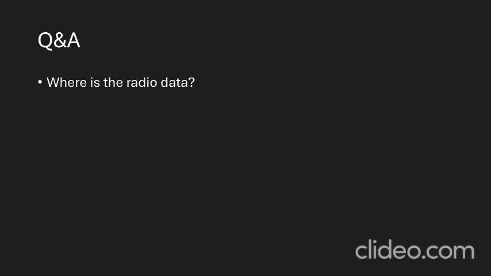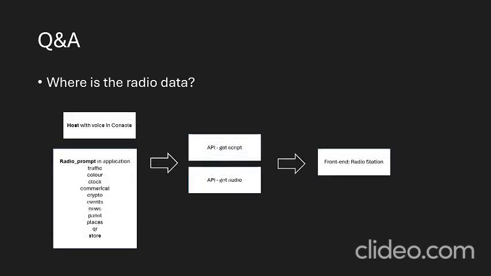So, where does the radio data come from? The radio system operates by combining host and schedule details with specific prompts like traffic or news to generate content and MP3 files. Even if I just added host and schedule information, the radio still works because the prompts are handled in the background. Here's how it works.